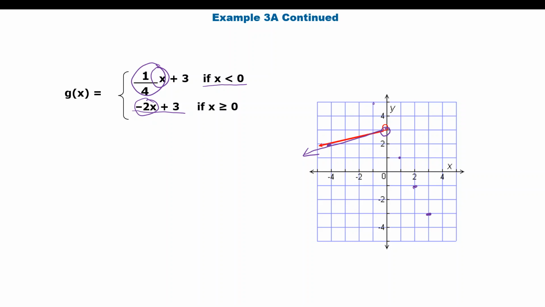I could also go up 2 over 1, but my problem says only go when x is greater than 0. So my new point is going to be right here, also at 3, but going down. So I'm not going to include this area up above here because that's only if x is greater than or equal to 0.